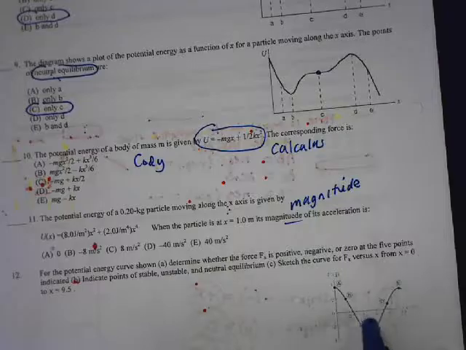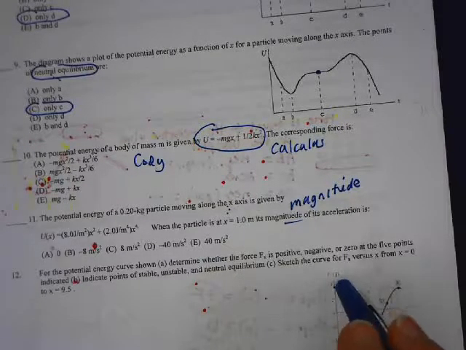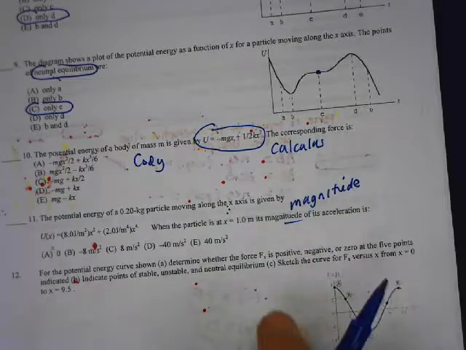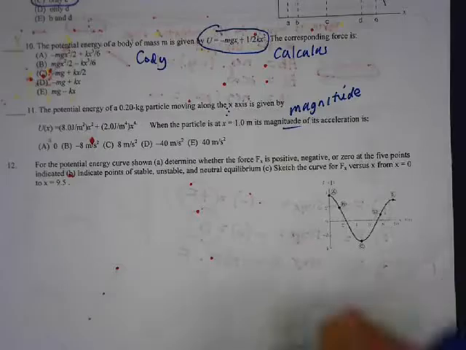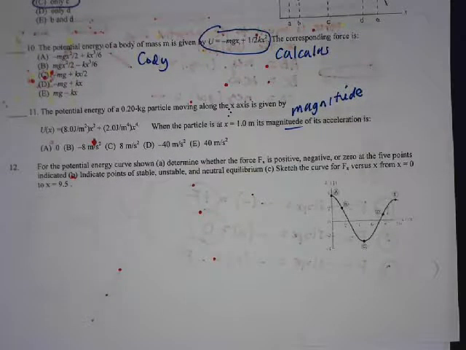So in this graph, you're going to have to identify stable, unstable, neutral. Then they want you to sketch the curve for the F versus X. So that would almost be like an FRQ type problem. And before we review for the test, I'll find some of those for us to practice. And that's it.